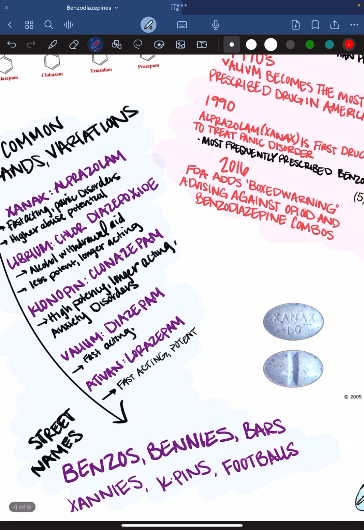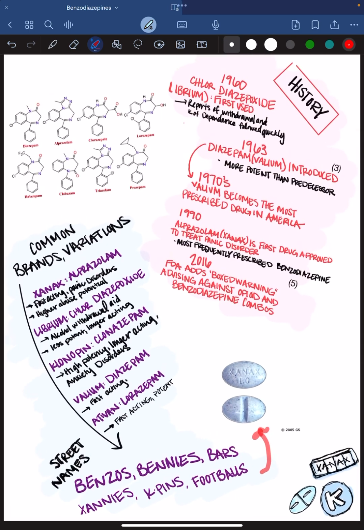And then here are some of the street names that you might hear: benzos, bennies, bars, Xannies, K-pins, and footballs, which are that specific presentation of Xanax. And these are just some of the chemical structures of the different kinds, which I find really interesting.